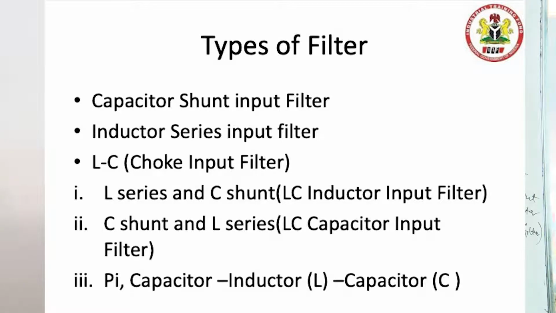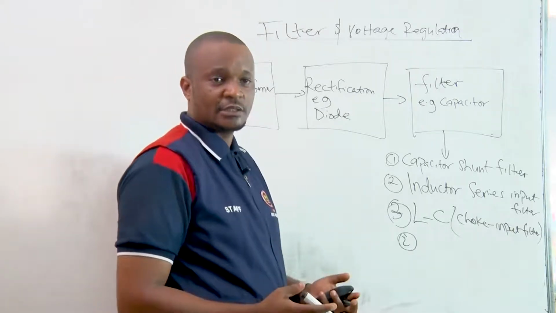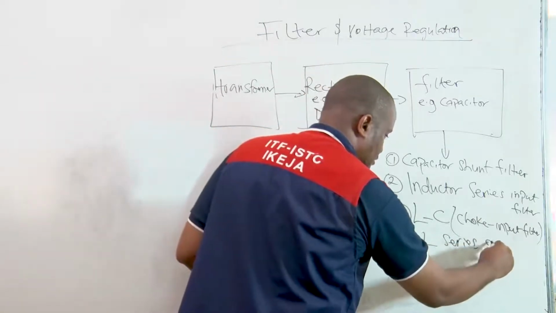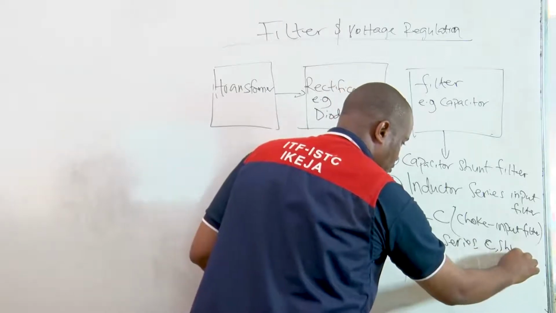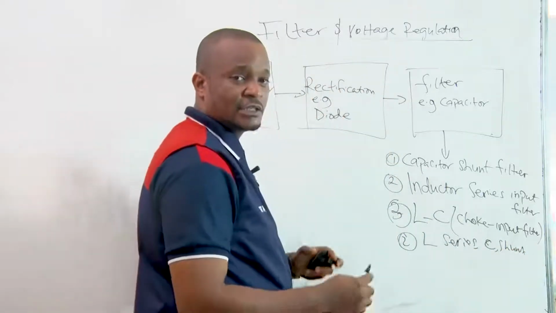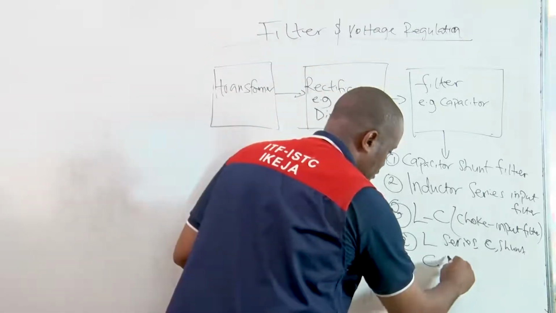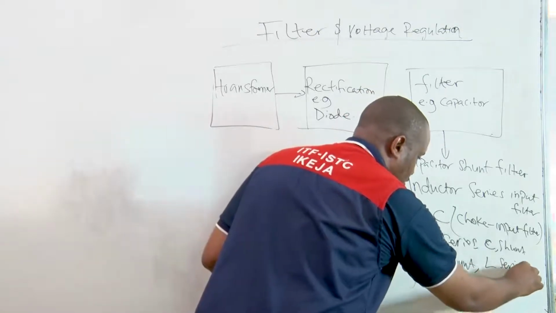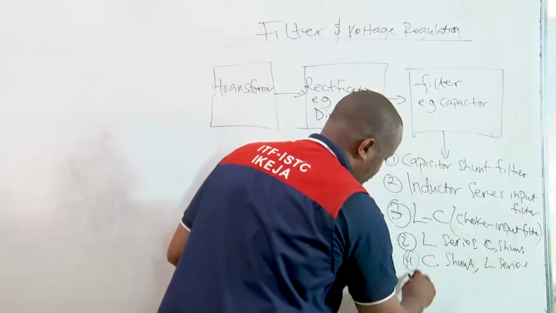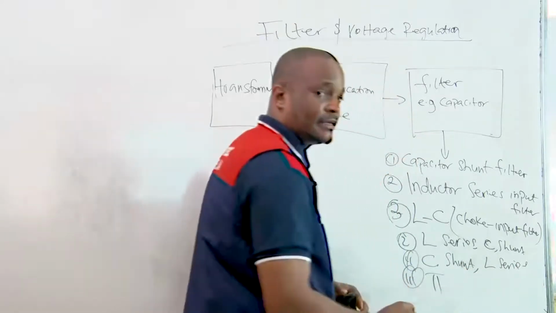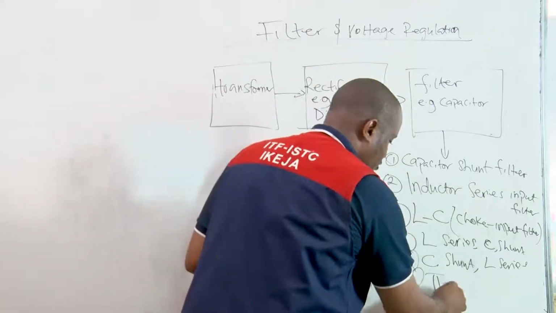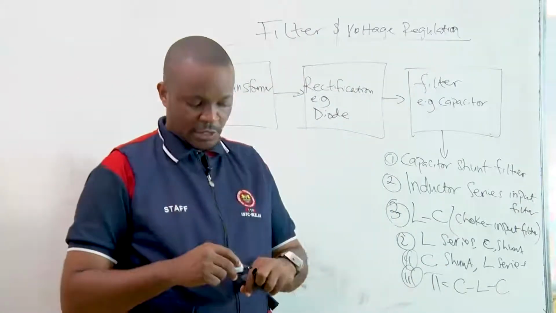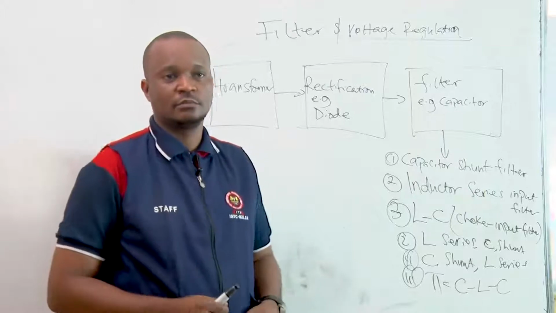So under this LC, we have different arrangements. We have the L series and C shunt: L in series and C, which is the capacitor, in shunt. We also have C in shunt and L in series. And then we have the pi. This pi is a combination of the capacitor, the inductor, and the capacitor, connecting it in the pi form.